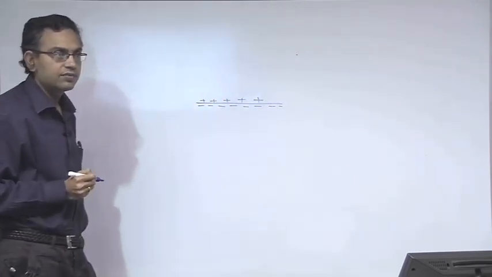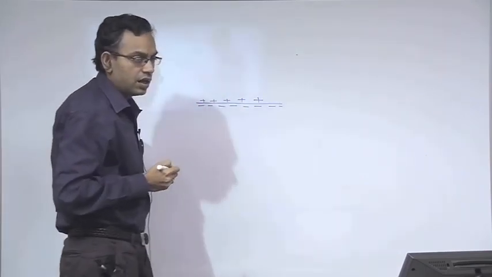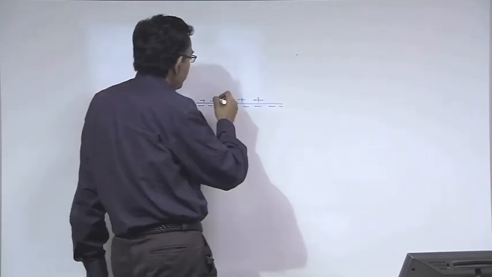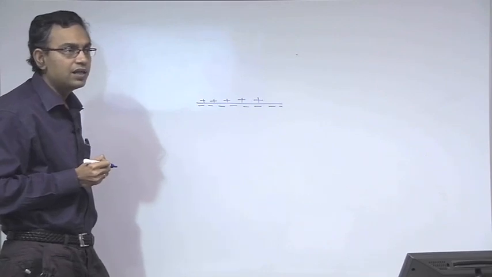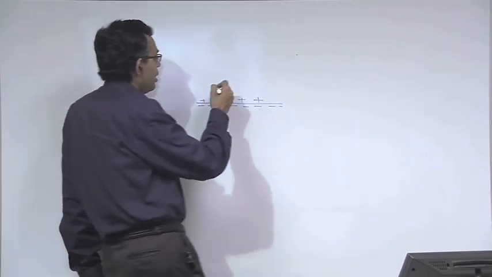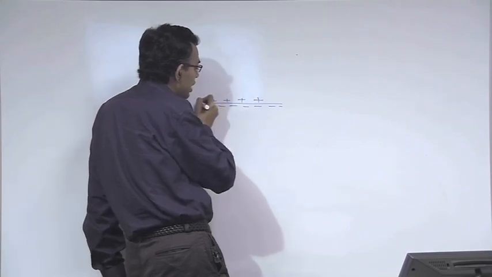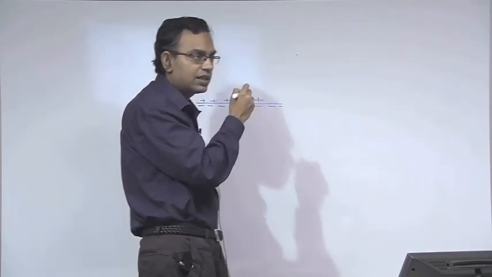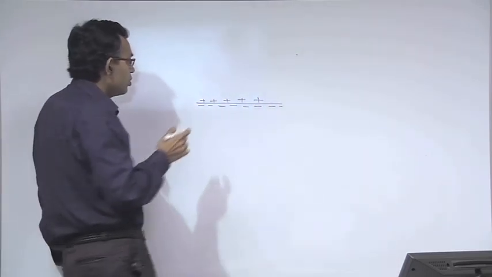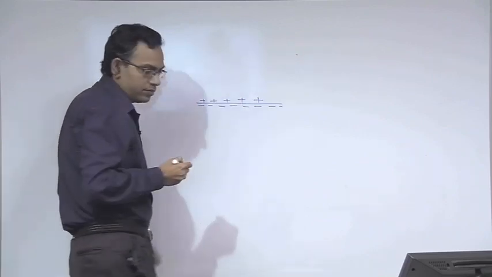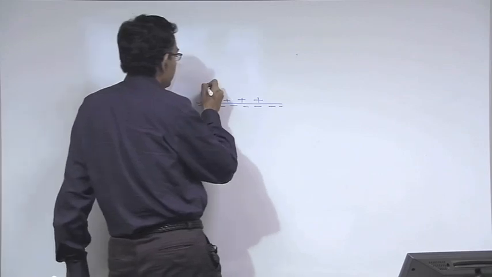positive charges which will be bound to the surface. But this will not totally neutralize this, and there will be some in the outer layer. I will tell you the technical names of these layers, but I am just trying to give you a qualitative picture. So, there will be some positive ions as well as some negative ions.